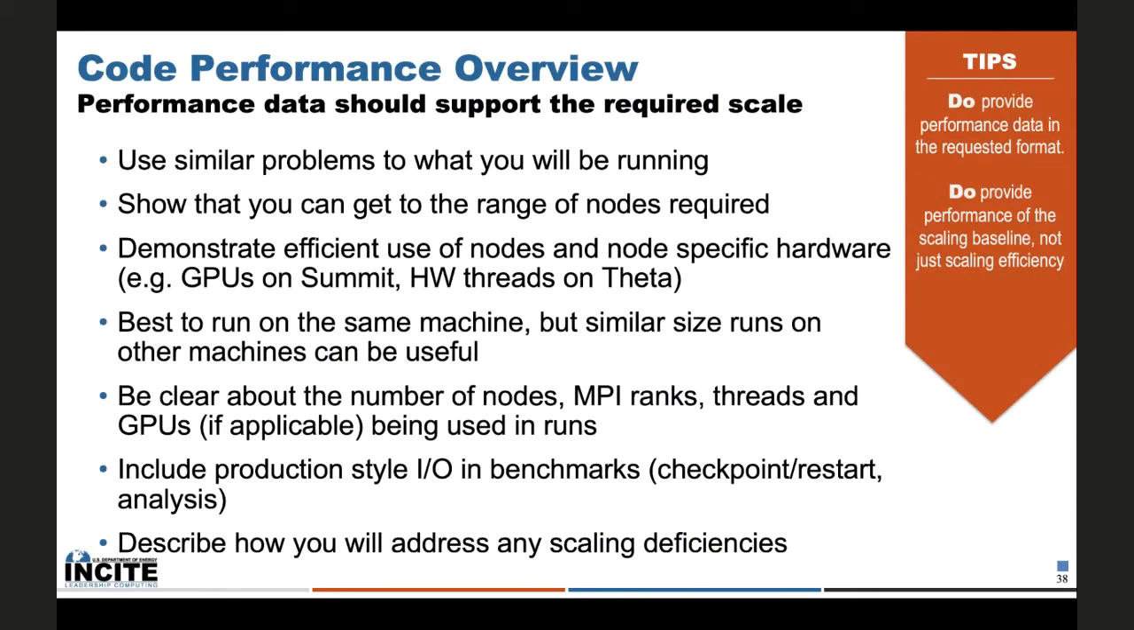Be clear about the number of nodes, the MPI ranks, the threads, or the GPUs that are used to generate the performance data, and whether production-style IO was used in the benchmark. Also describe the sources of any performance or scaling deficiencies and how your project plans will address them before or during the project. Next, please.